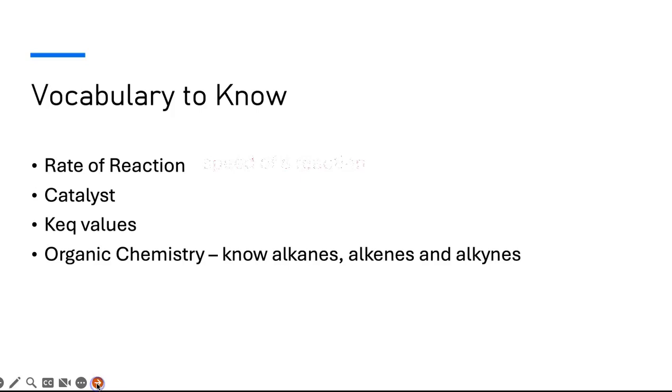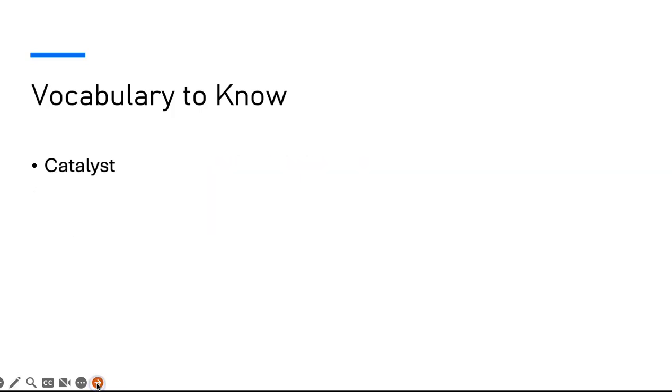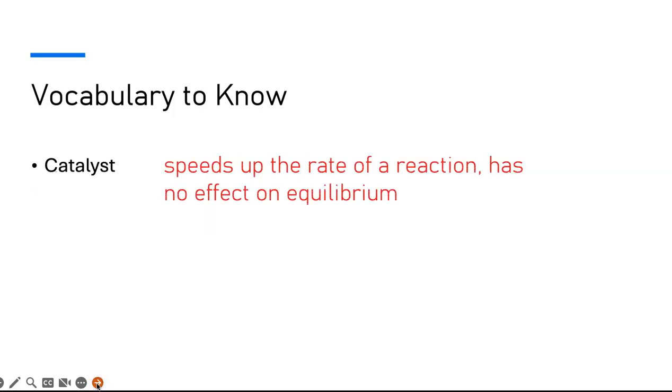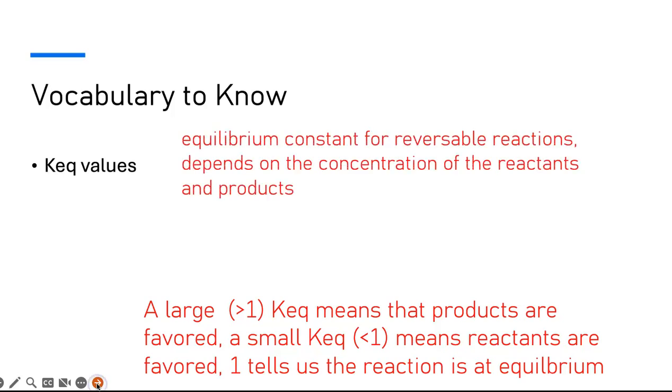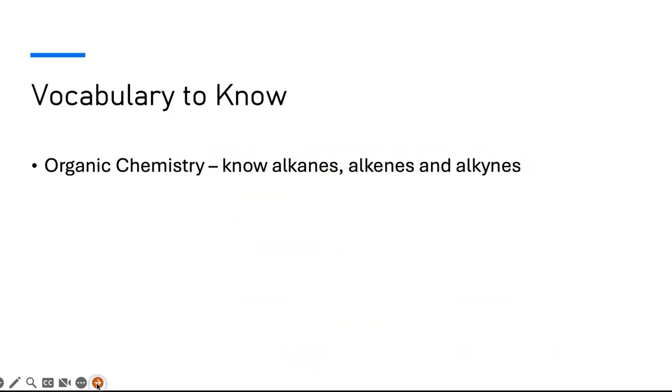The rate of a reaction, again, is the speed of that reaction. A catalyst has no effect on the speed of that reaction. It's a chemical that can be added to the reactants to put them in the correct orientation, like the matchmaker in the video that I showed you. Those equilibrium values, those KEQ values, don't forget how to calculate them. So a lot of information up here. Feel free to pause the video.